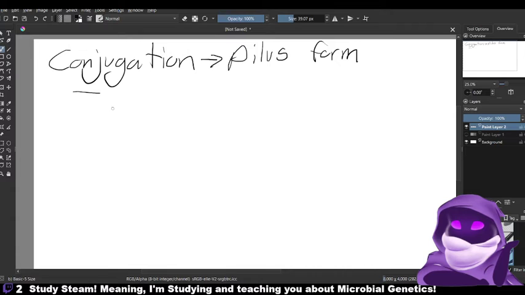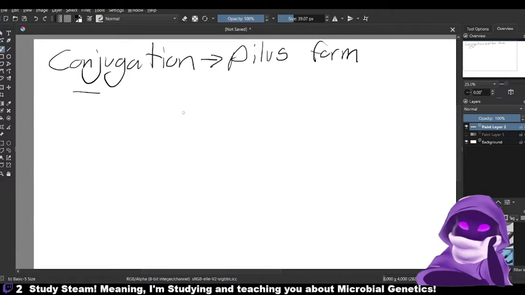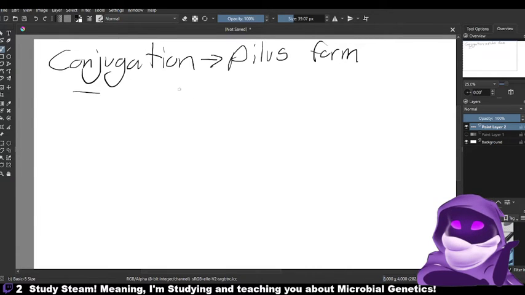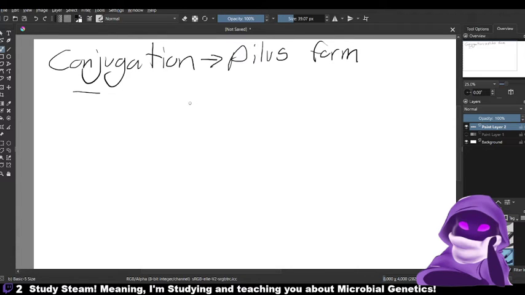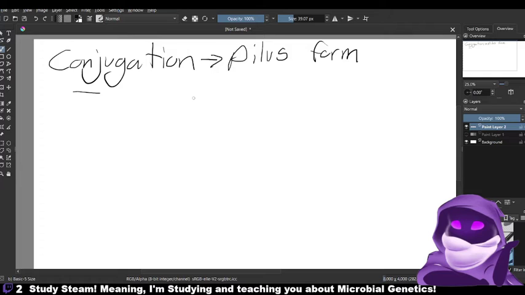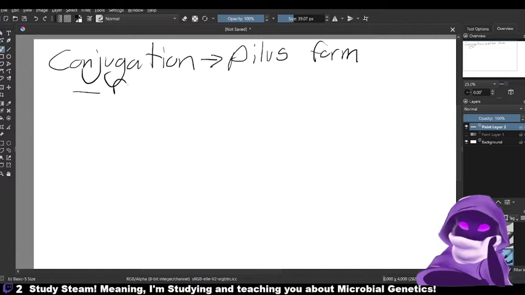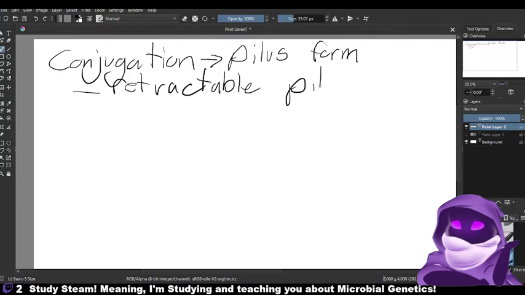And generally, when you are passing through the bridge, you're passing plasmids or chromosomes through here, and only if it's an Hfr strain, but generally it's not, so we're not going to worry about it too much. So, retractable pilus that pull cells together. Now, what is a pilus, you ask yourself?